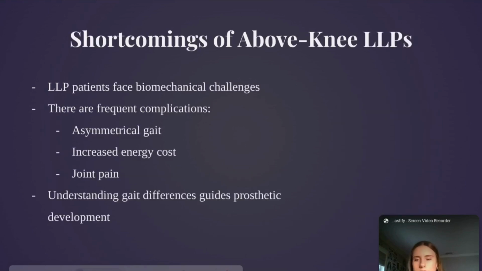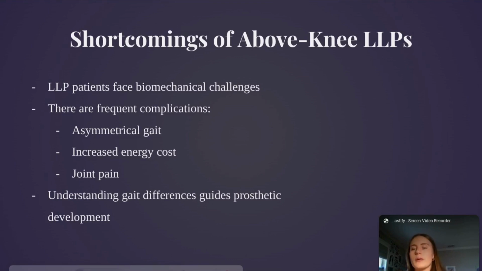However, lower limb prosthetics, or LLPs, have various shortcomings. Particularly, there are biomechanical challenges. There are frequent complications, people do not walk properly, and there are various health-related complications that come from these lower limb prosthetics not being calibrated correctly. It often leads to discomfort, pain, and exacerbates phantom limb syndrome. Additionally, it complicates the quality of care that a patient receives.